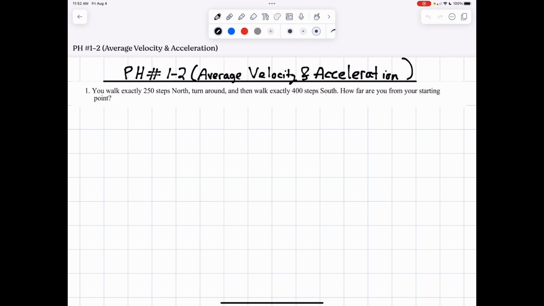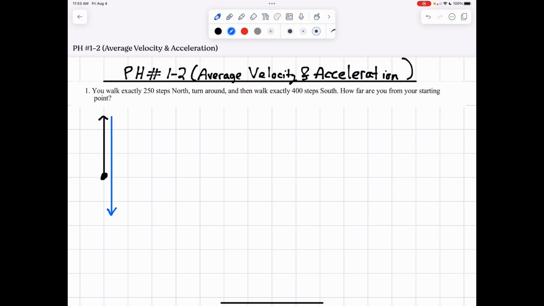If I were to start here, I go up 250 steps north. So the black arrow represents my northern displacement. Now from that point, I'm going to walk 400 steps south. I'm going to do that with a different color. So I'm going to go 1, 2, 3, 400 steps south, just like that.